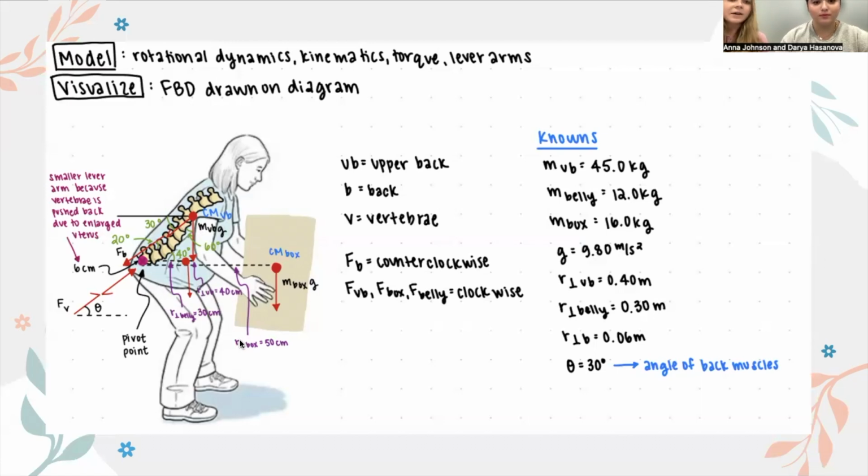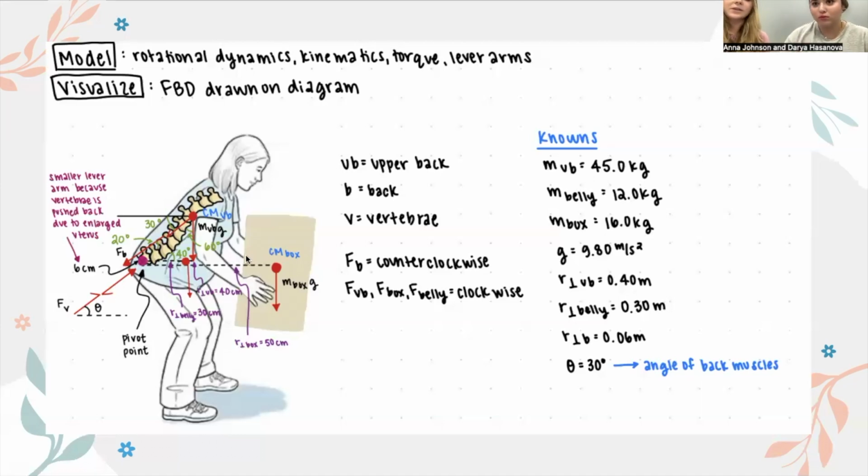Our pivot point is actually right here in pink, and our vertebrae is right here of her spine. Our mass of the box is located right here with a downwards force for the weight of the box. We also drew the upper body center of mass as well, which we indicated right here. And we also included the pregnant belly, which is indicated right here.